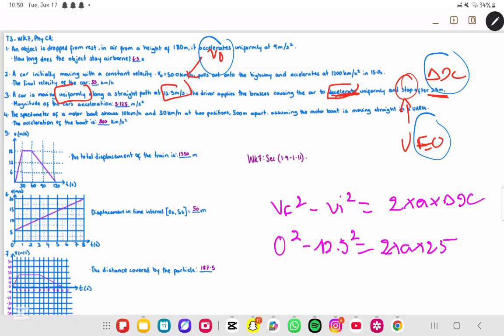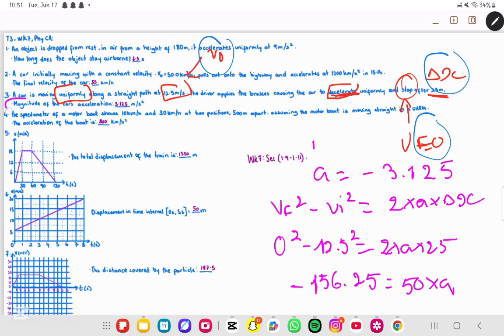Okay? So 12.5 squared is this. So minus 156.25 is equal to 50 times acceleration. Divide both sides by 50, and you're gonna get that acceleration is equal to what? Is equal to minus 3.125.